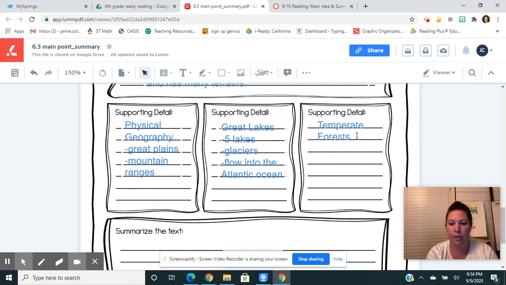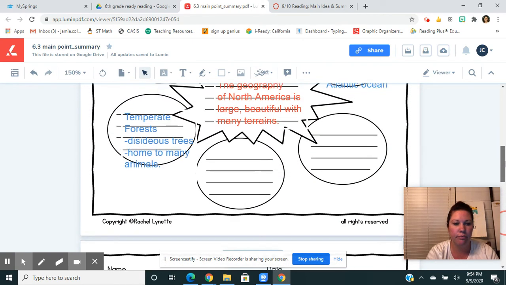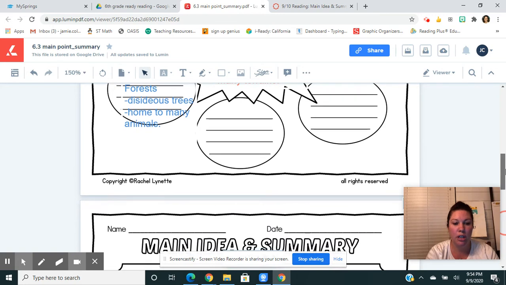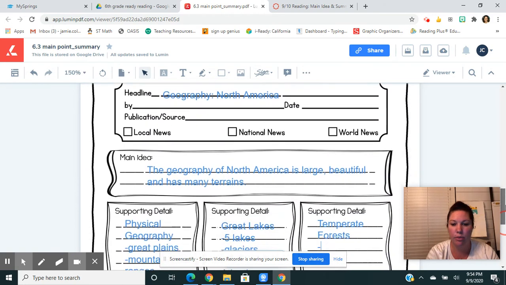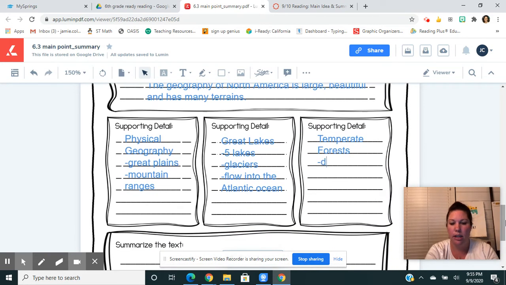There we go. Okay, and now I'm going to put some details about the temperate forest. Let me see what I wrote up here. Oh, deciduous trees and home to many animals. Okay, maybe it's deciduous trees. Oh, I still spelled it wrong. And home to many animals.